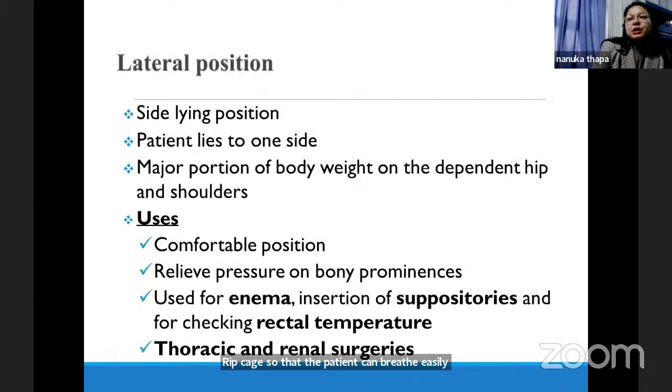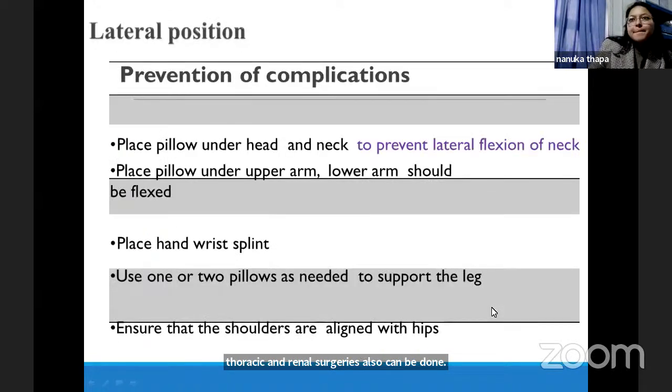In the lateral position, the patient lies on one side. A major portion of the body weight is on the dependent hip and shoulder. The use is that we can place the patient in this position and the patient becomes comfortable. It relieves pressure on bony prominences. It is used for enema and suppository insertion as well as for checking rectal temperature. Thoracic and renal surgeries also can be done. Here also we should take care that the arms are not abducted more than 90 degrees.